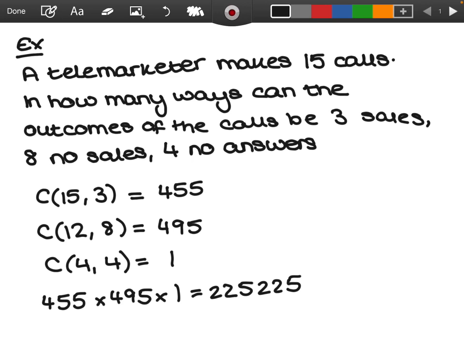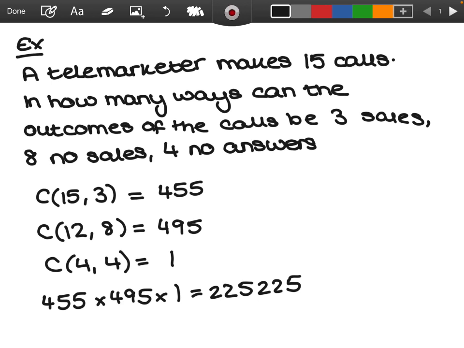It says that a telemarketer makes 15 calls. And we want to know in how many ways can the outcomes of the calls be that you make 3 sales out of the 15, 8 no sales, and 4 no answers. Okay, so in some combination, we need 3 of the 15 to be sales, 8 of the 15 to be no sales, and 4 of the 15 to be no answers.